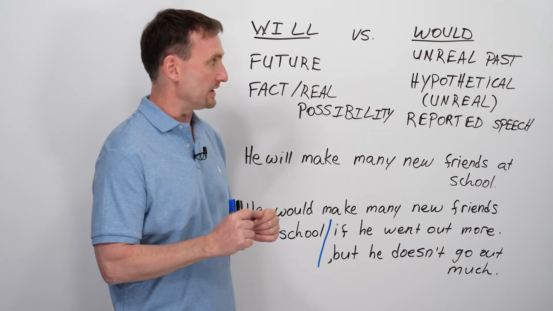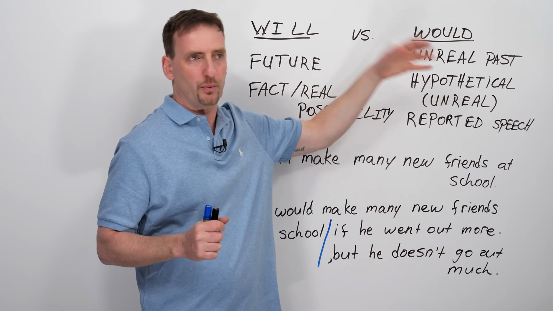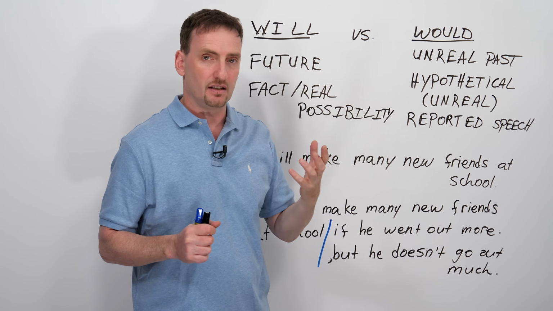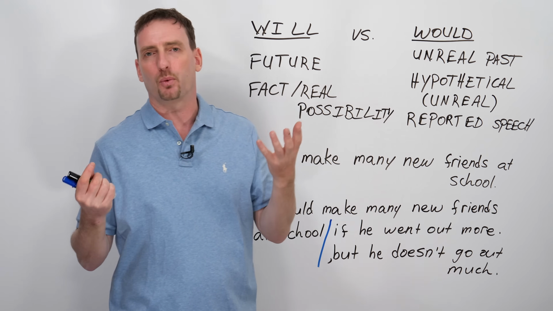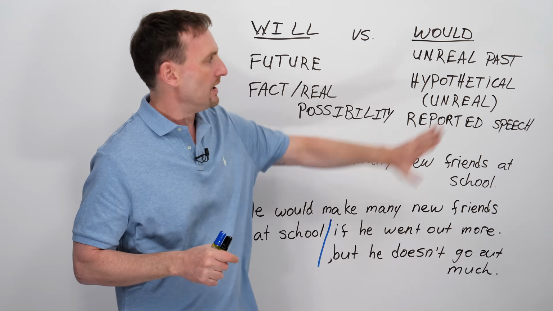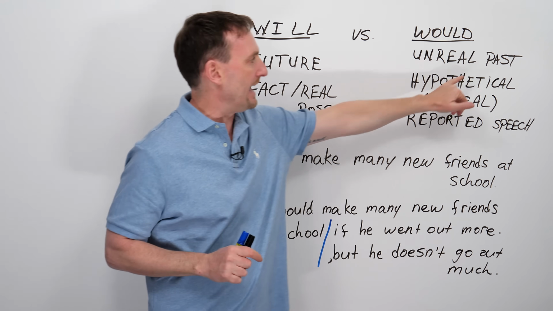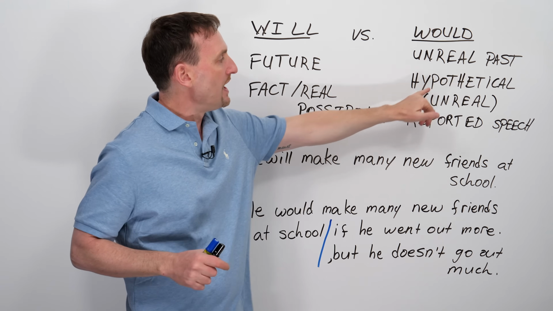So real possibility. Would, on the other hand, we use when we talk about an unreal past. So something in the past that could have been different but wasn't, right? And when I give you the example sentence, you'll understand what I mean. But it's not real. That's the key. And it's in the past, not the future. So that's very important to remember.